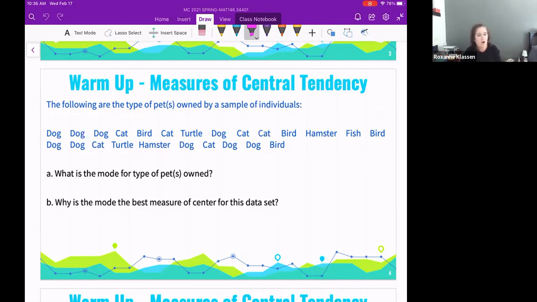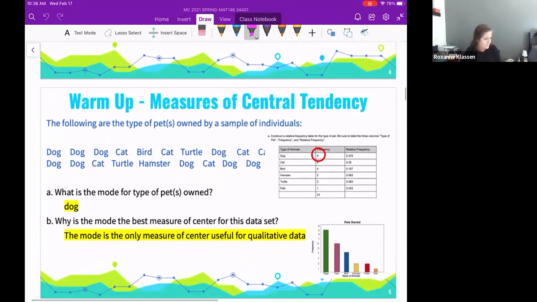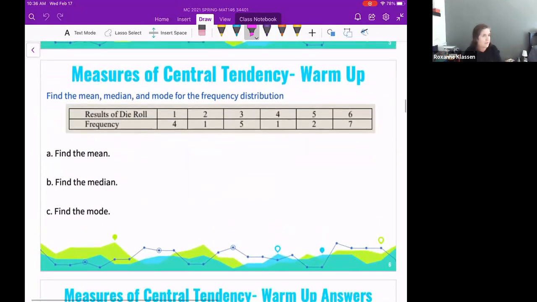All right, now let's do a little bit harder of a warm up. Remember the runners we did yesterday? And we were a little confused on how to do the runners with the frequency table. This is another frequency table. It's rolls of a dice. So when you roll a singular die, your choices are just 1, 2, 3, 4, 5, or 6. And then they told you the frequency. So they rolled a 1 4 times. They rolled a 2 1 time. They rolled a 3 5 times. They rolled a 4 once. They rolled 2 5s, and they rolled 7 6s.